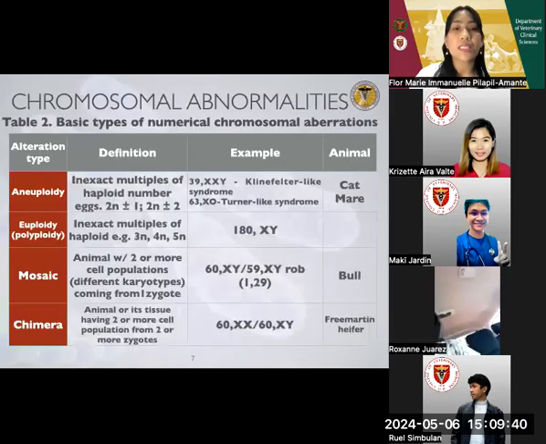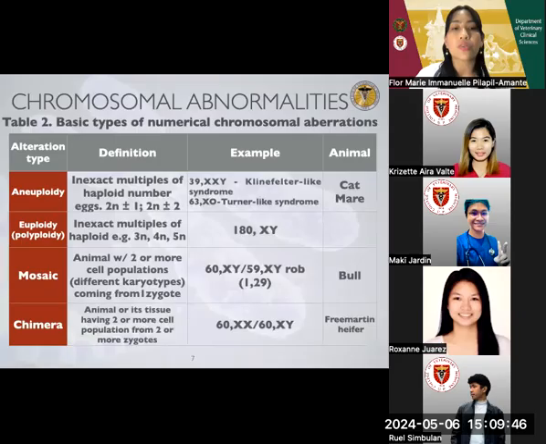Okay, I have already summarized the different alteration types as shown in the flowchart earlier, together with their definitions. And we have some examples here, particularly for the aneuploidy. So it means either you remove one from the 2n or you add one or two to the 2n.